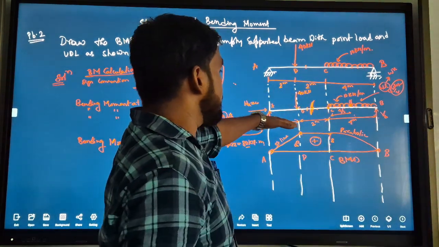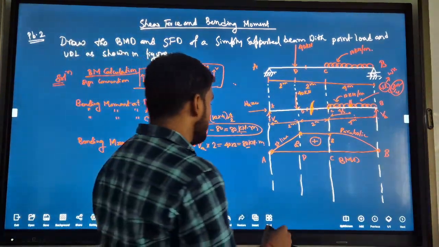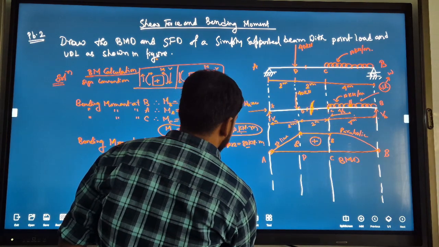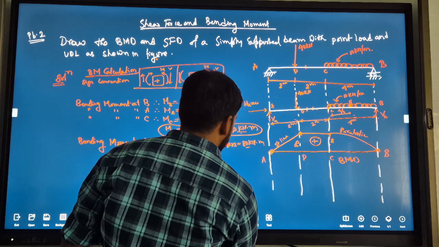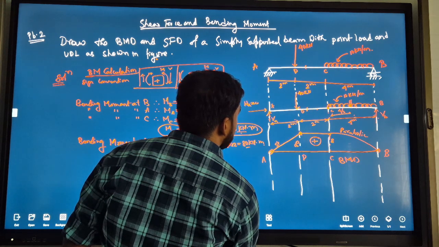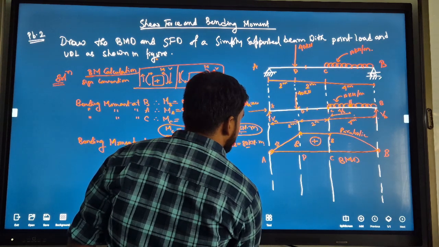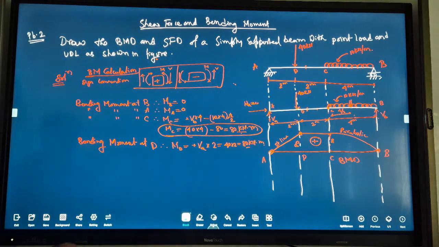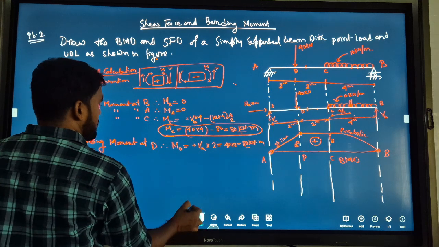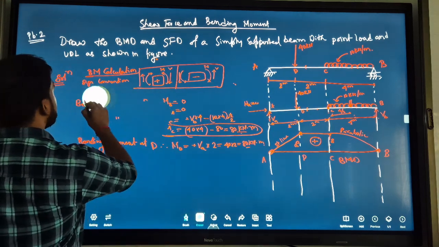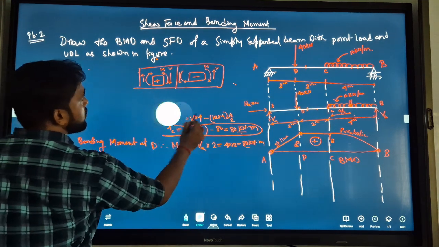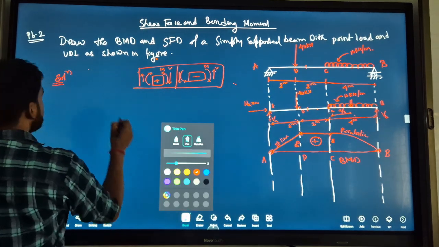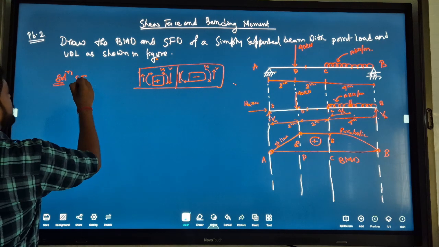Okay, so these are all about the bending moment diagram. Now, next step is your shear force calculation. Next step, shear force calculation. Now next step, shear force calculation.